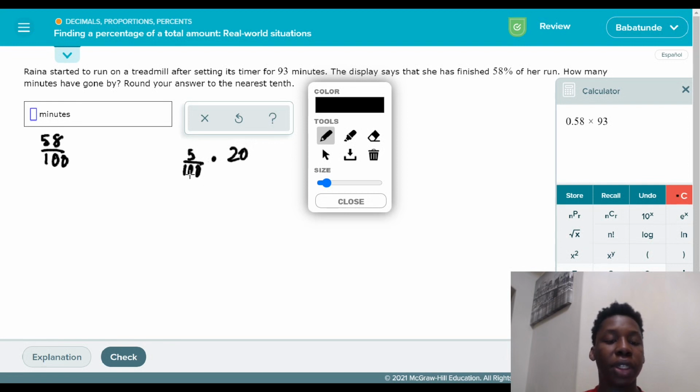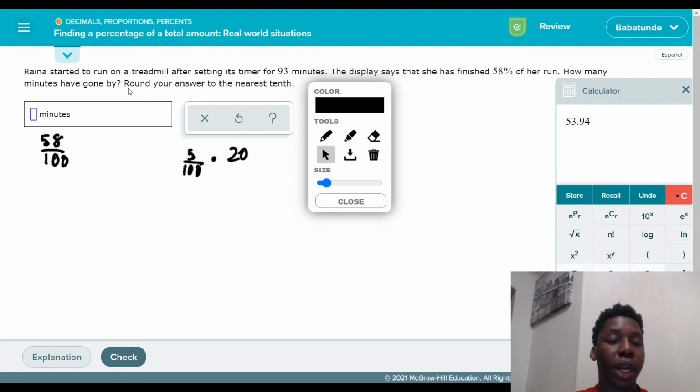If you bring this down, this is basically saying that out of 100, I got a 5. We're going to have to convert this percentage and put it into 20, impute this 5% into 20. That's the same thing we're doing here. We're multiplying 0.58 times 93 in order to get the amount of minutes that have gone by. When we do that, it should be 53.94.